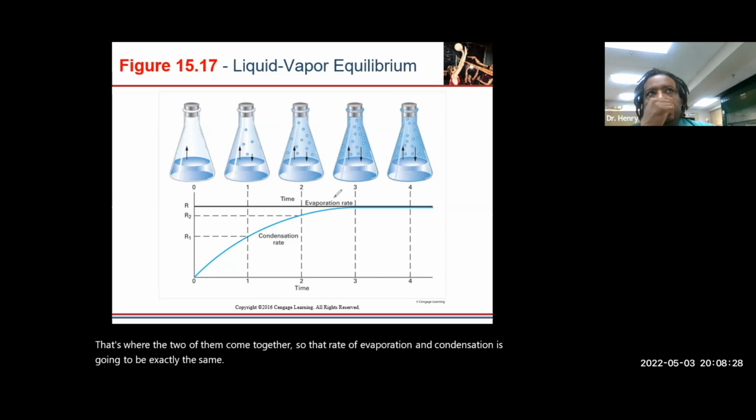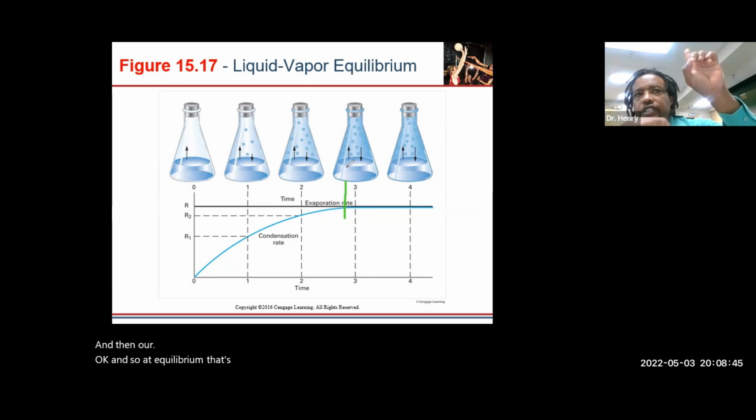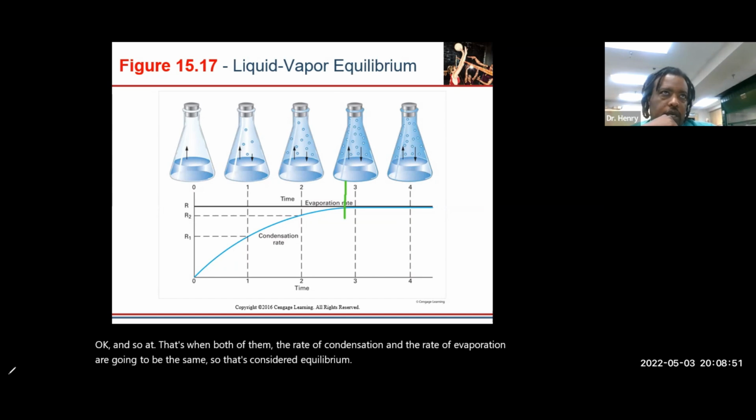Okay. And you guys can see that. So here, condensation is increasing, and then our evaporation. Okay. And so at equilibrium, the rate of condensation and the rate of evaporation are going to be the same. So that's considered equilibrium.